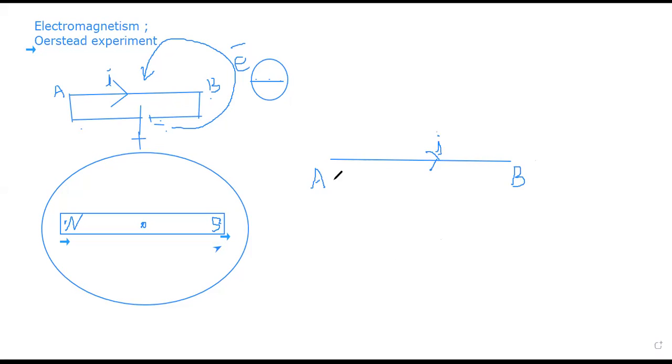As the electrons are flowing through this conductor from B to A, this is the reason why the current is flowing through this conductor from A to B, from left to right. For the time being, I am representing the current from left to right. So this is the clockwise direction here.